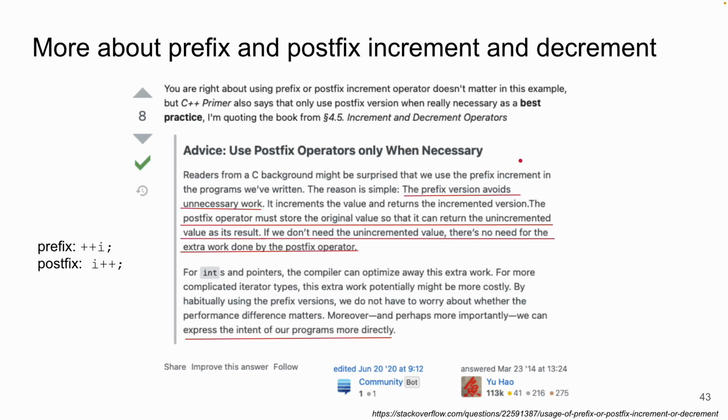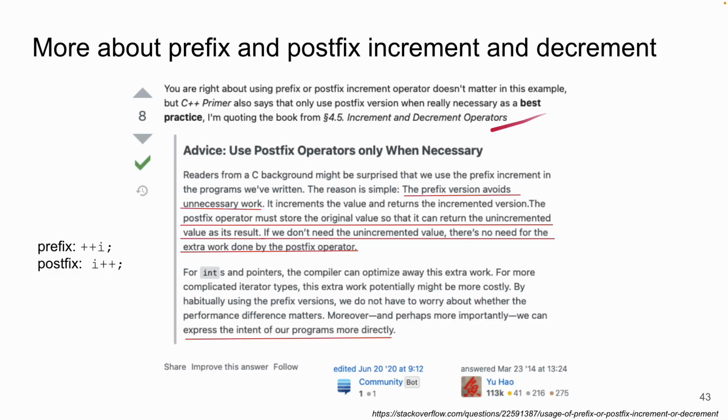Also, after the class this Tuesday, some of you came here and we discussed some more detail about prefix and postfix, increment and decrement. I searched online a bit, because some of you had the question: when should I choose prefix and when should I choose postfix? This is one of the examples and answers here.